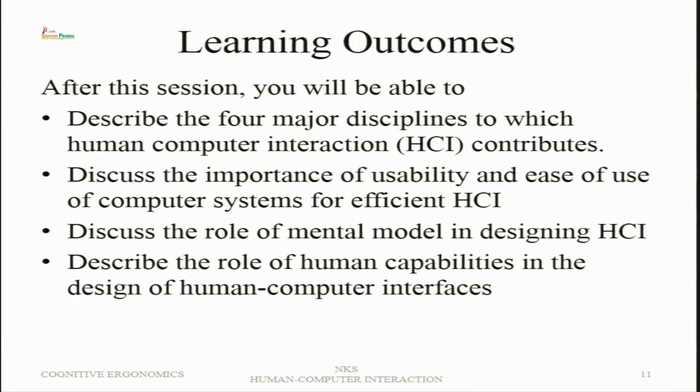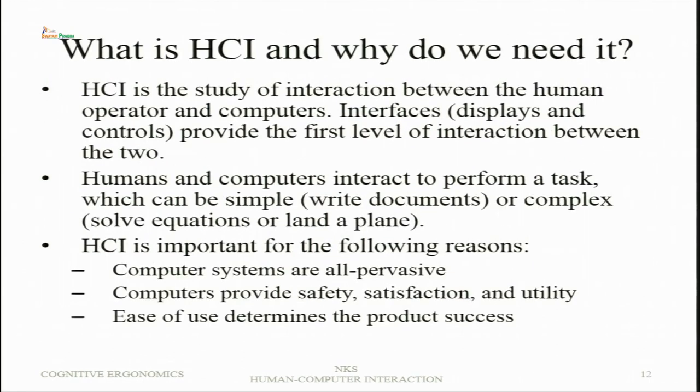Discuss the role of mental model in designing HCI. Mental models play a very important role. These models are abstract representations in the mind. And if a proper mental model is shared between the system designer and the user, then the system will perform effectively. Describe the role of human capabilities in the design of human-computer interfaces. So capabilities in terms of sensory capabilities, memory capabilities, motor performance capabilities, all those capabilities that we talked about in earlier sessions. So revising those concepts becomes important.